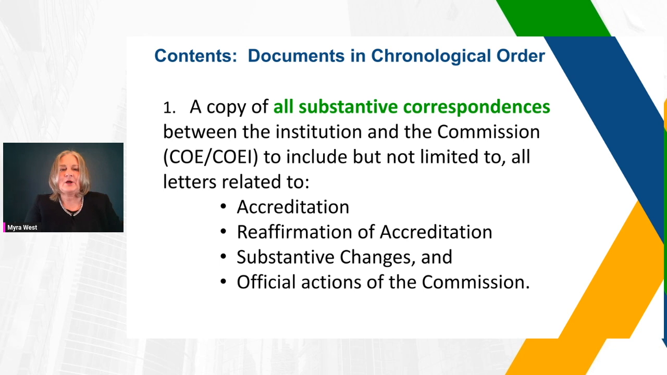The first set of documents that you will want to keep in your accreditation file will be any substantive correspondences between your institution and the Commission. These correspondences generally come to both the Chief Administrative Officer and the COE Liaison Officer at your institution. You will want to save a copy of the email containing the correspondence and save it to your correspondence file.